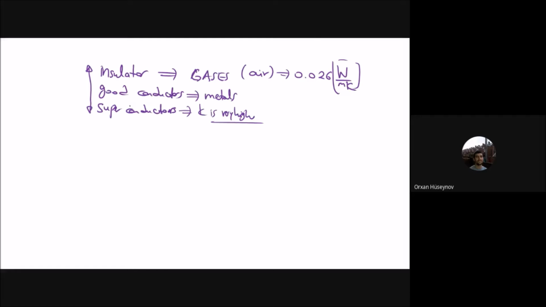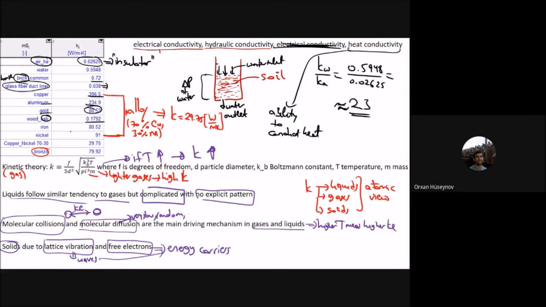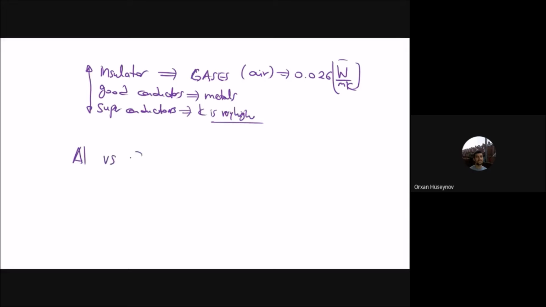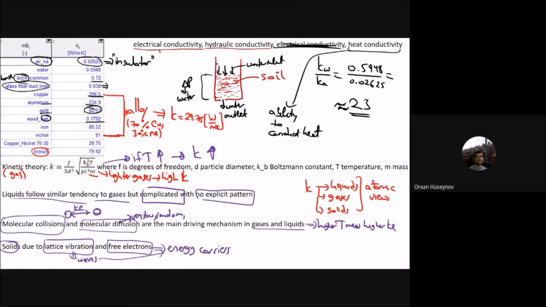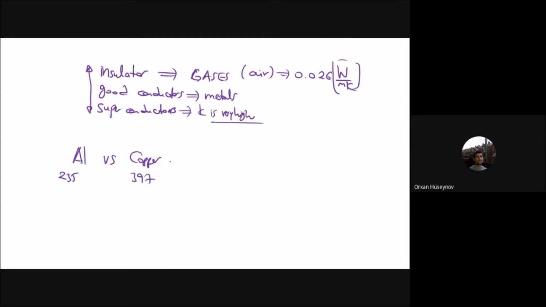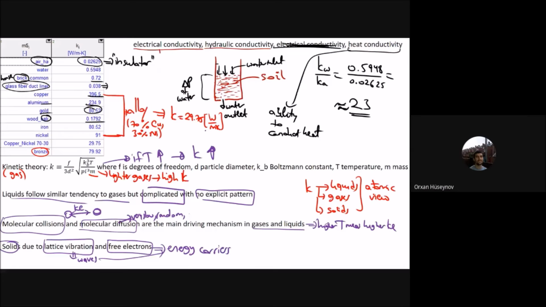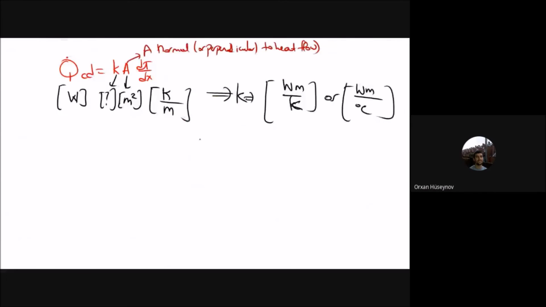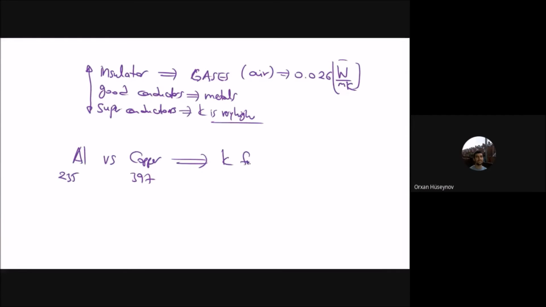And here in good conductors, there are two famous materials, the aluminium versus the copper. If you compare the conductivity, aluminium is 235, and for the copper, it is 397. But you should remember that the conductivity is a function of the temperature and the pressure. Therefore, if you change the pressure, the conductivity may change. If you change the temperature, but it depends.